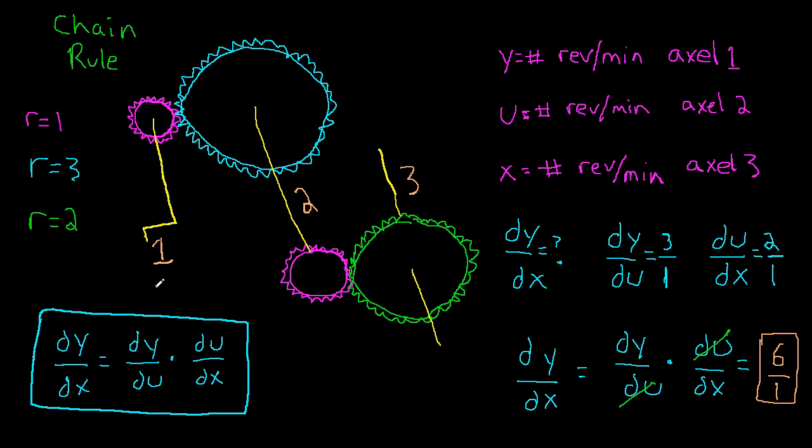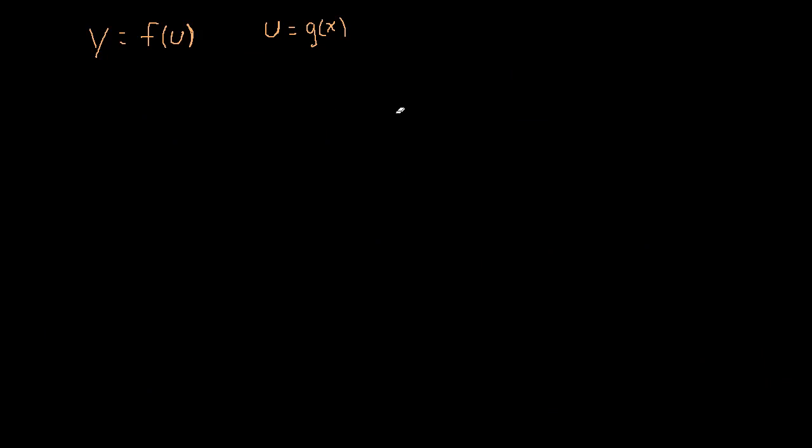The idea is that if we're interested in how y changes with respect to the change in x, we have to go through these other rates of change before we can discover the overall rate of change. So let's try to abstract this, and I'm going to attempt to make a connection between the above picture and what the chain rule actually is.